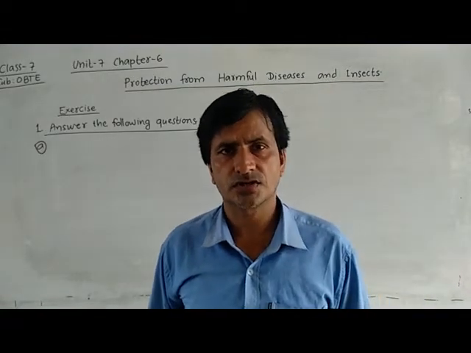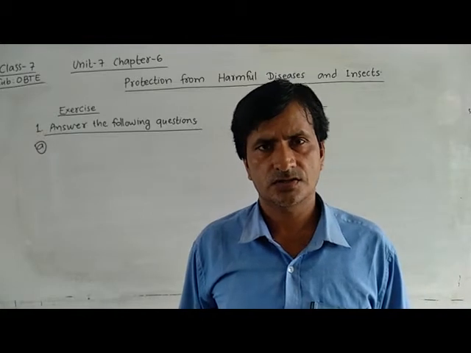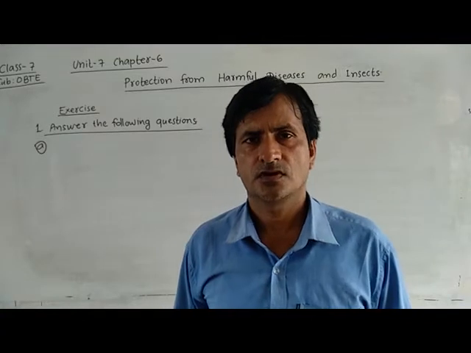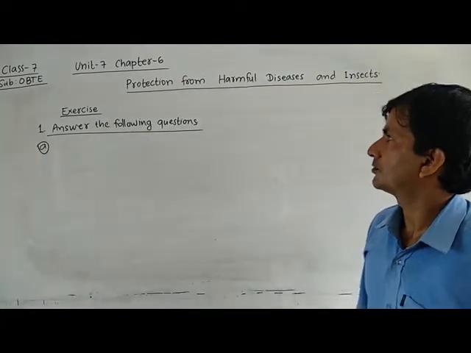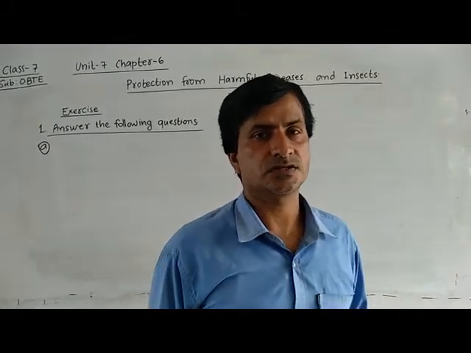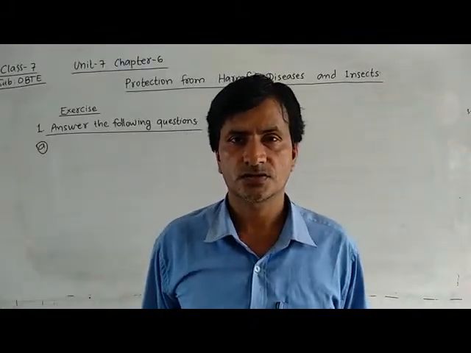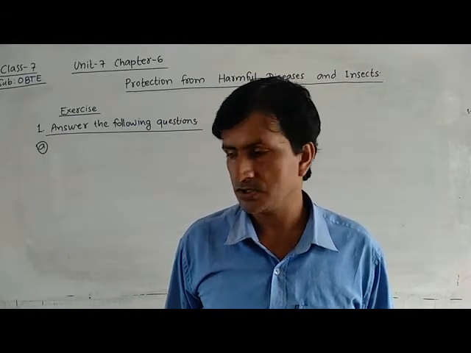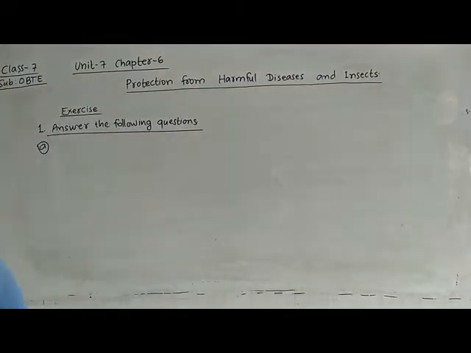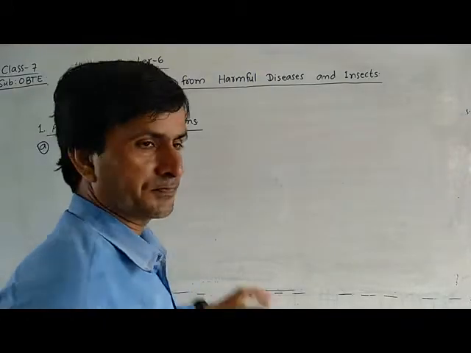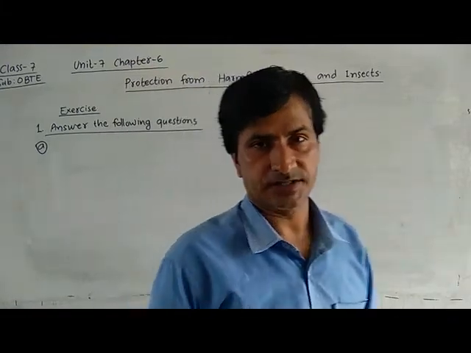alternate harvesting or crop rotation. So various points are related to protection from harmful diseases and insects for our plants, our vegetable garden or other crop farming. I think you might have learned these points. So now I want to explain questions from the exercise.